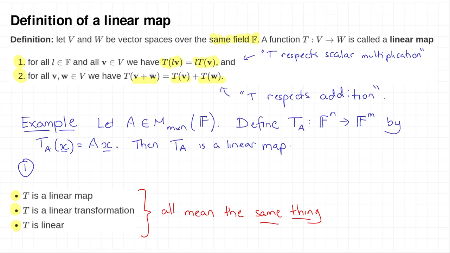The reason is that the two properties in the definition of linearity simply translate into familiar properties of matrix multiplication. So if we have a scalar L and a vector x, then T A of Lx is by definition A multiplied into the column vector Lx. And you know that one of the properties of matrix multiplication is that A multiplied into Lx is always the same as L times Ax.